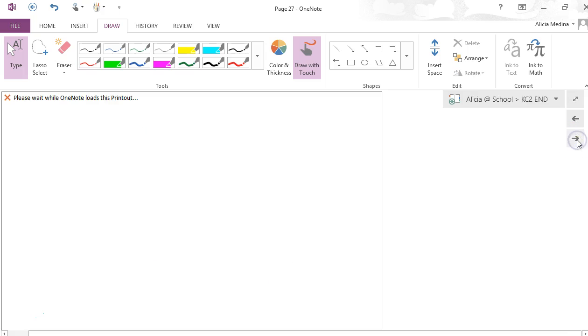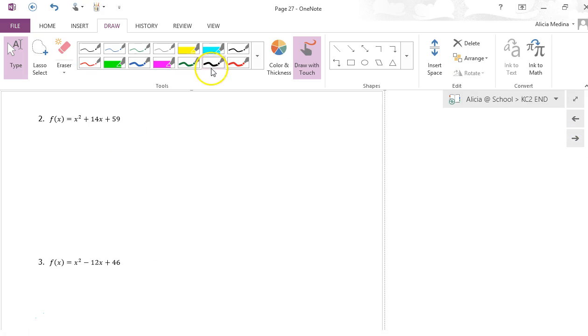Alright, let's look at the next example. Next example, we have f of x equaling x squared plus 14x plus 59. The first thing is set the thing equal to 0. So x squared plus 14x plus 59 is going to equal 0. Next step is move that constant over to the right side. So minus 59 minus 59.